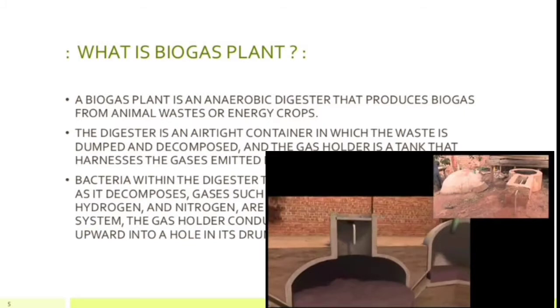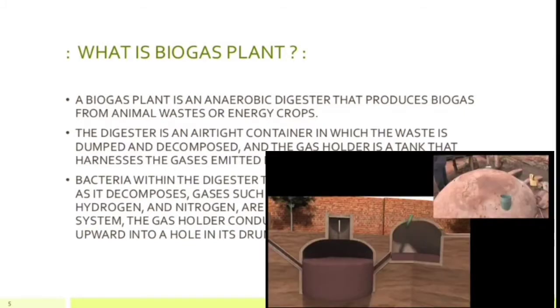Then what is a biogas plant? A biogas plant is an anaerobic digester that produces biogas from animal waste or energy crops. The digester is an airtight container in which the waste is dumped and decomposed, and the gas holder is a tank that harnesses the gases emitted by the slurry.